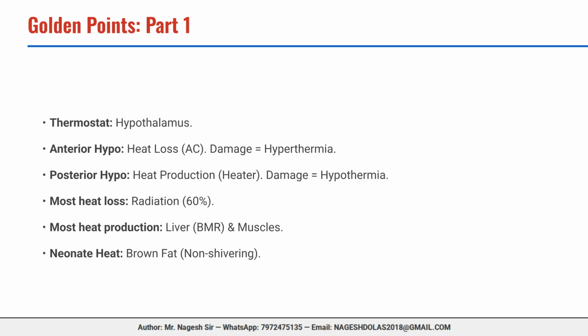The hypothalamus is the thermostat. Anterior hypo manages heat loss, and posterior hypo manages heat production. Most heat is lost via radiation, and neonates rely on brown fat.